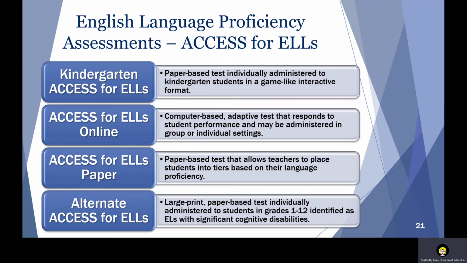The ACCESS for ELLs Paper. This is a paper-based test that allows teachers to place students into tiers based on their language proficiency. And the Alternate ACCESS for ELLs. This is a large print paper-based test individually administered to students in grades 1 through 12, identified as ELs with significant cognitive disabilities.